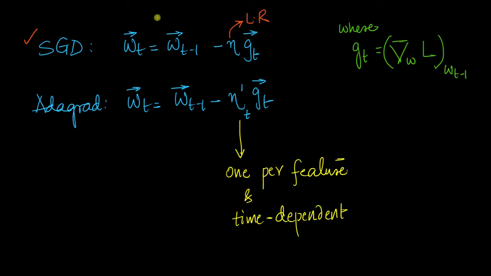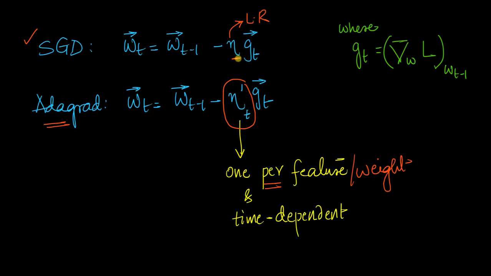We have discussed this: whether you have batch SGD, mini batch SGD or simple SGD, this is basically your update. But in the case of Adagrad, the equation looks very similar, except that there is one learning rate per feature, so one learning rate per weight. I'll explain why this confusion with weight or feature is there, and I'll clarify it. And this learning rate is time dependent, unlike this one, which is a constant that we fix.